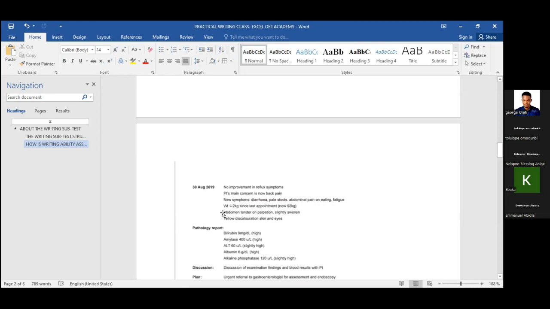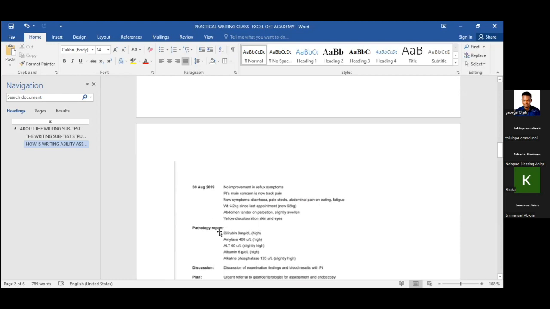Then the next thing was the examination findings. So you have to report he has lost 2 kg. Remember, if you go up to the case now, you see that he has lost it over 4 weeks. Although you can just say he has lost 2 kg from 92 kg, as well as having a tender abdomen on palpation and swollen abdomen, something like that. As I wrote. Then this one now, instead of writing it exactly like yellow discoloration in the skin and eye, I went to say, his skin and eye showed jaundice, or revealed jaundice.